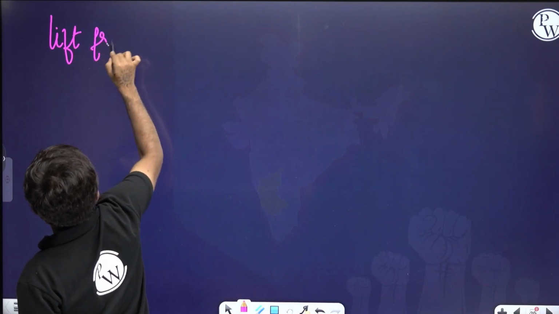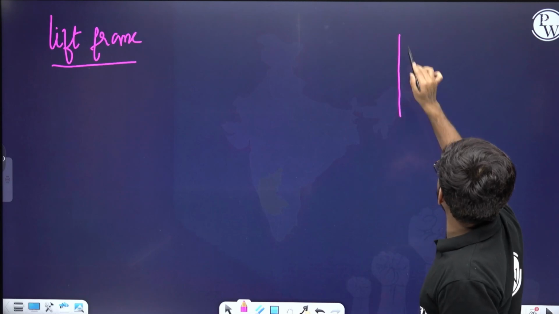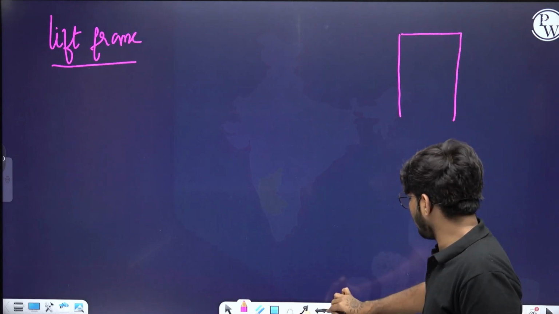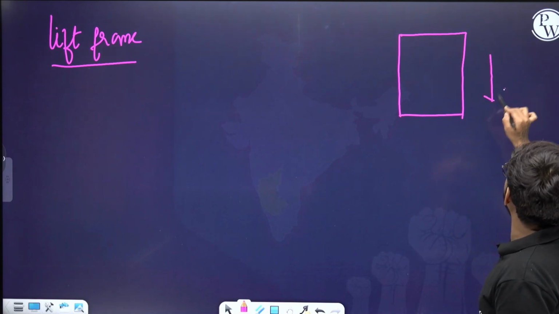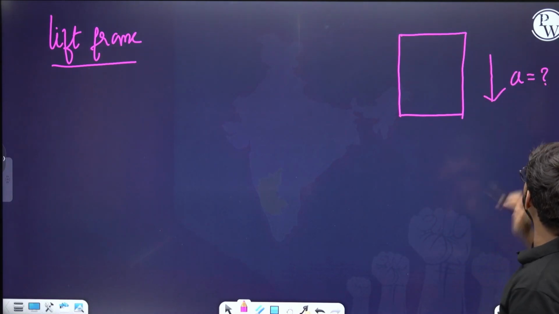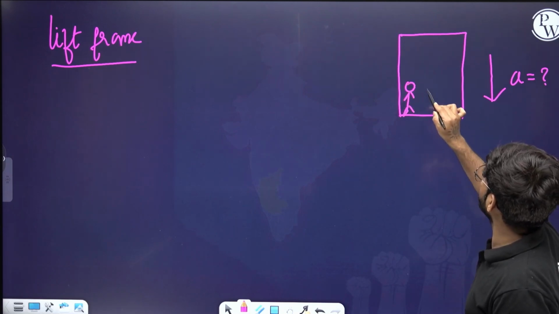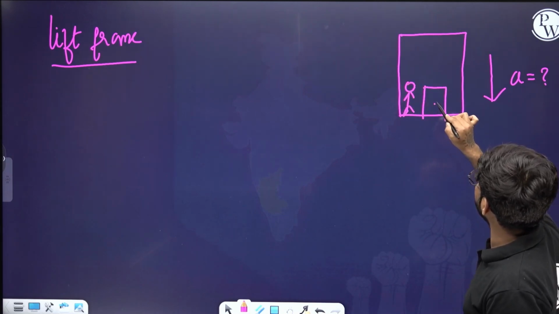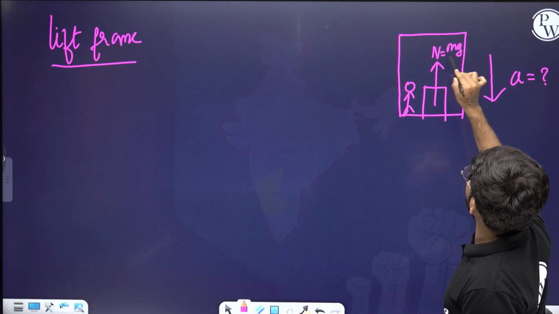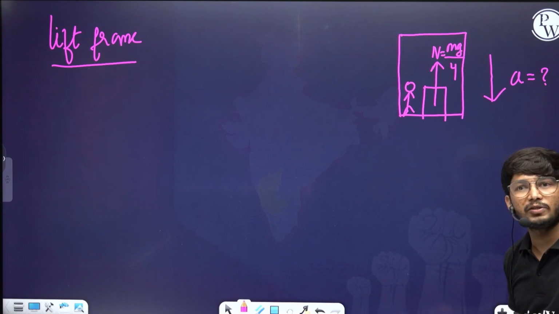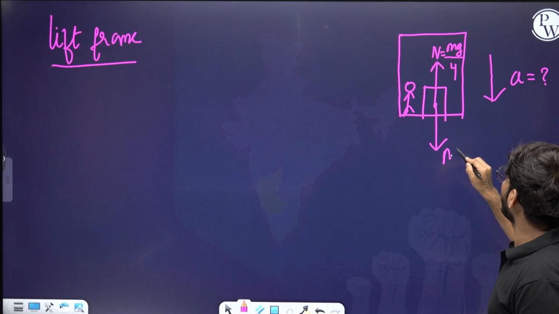So in the lift frame, there is a box, and that box is accelerating downwards. This acceleration we need to find. So there is a person inside, right? He is looking at the block. They are saying that this normal reaction is mg by 4, and according to him weight is acting downwards, mg.